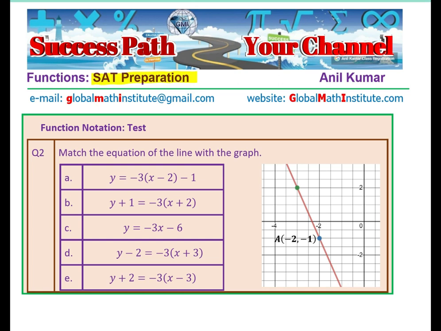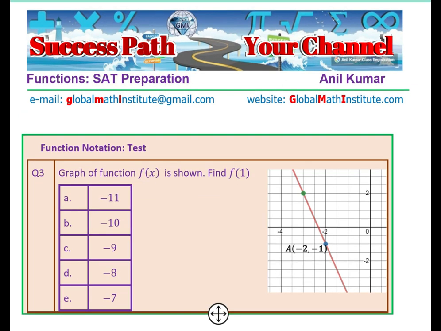So, question number two here is to match the equation of the line with the graph. We give you five options. You are given 2 points on the graph. One is labeled purposely, the other one is not labeled. So now figure it out.